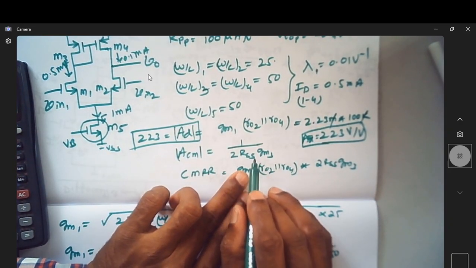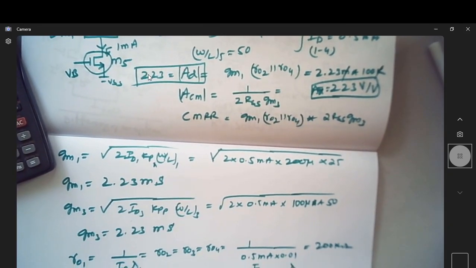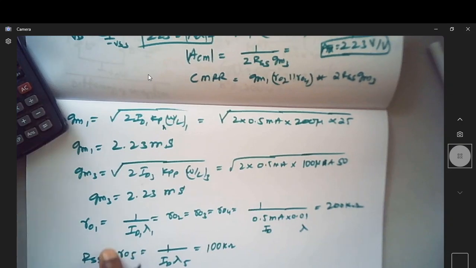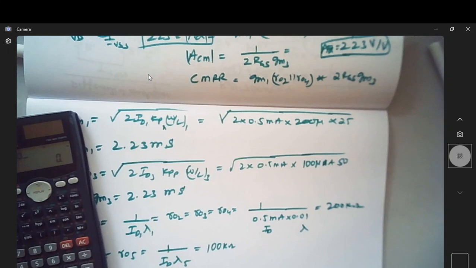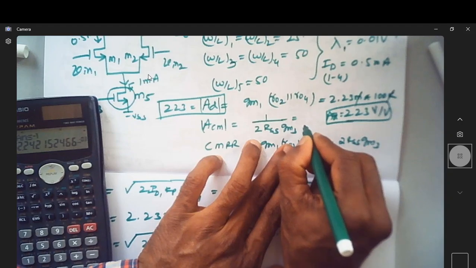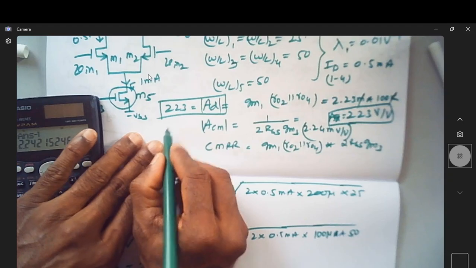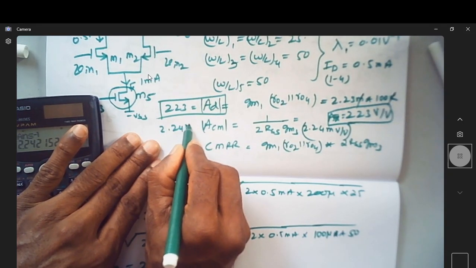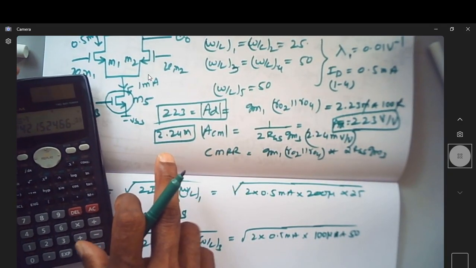If you want to find the gain of this, what is RSS? RSS is actually 100k. GM3 is 2.23 milli. So let us make it 2 into RSS, which is 100 exponential 3, into 2.23 exponential minus 3. So this is now 2.24 milli volt per volt. The gain is actually 2.24 milli. Volt per volt is a unitless quantity. So this is the expression.